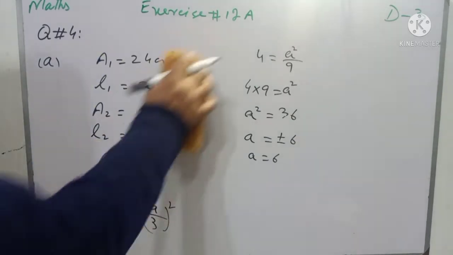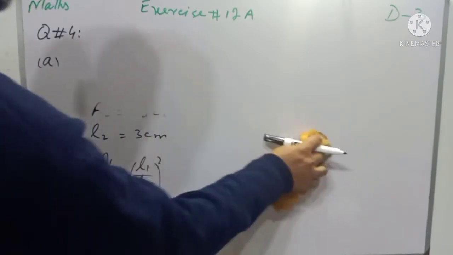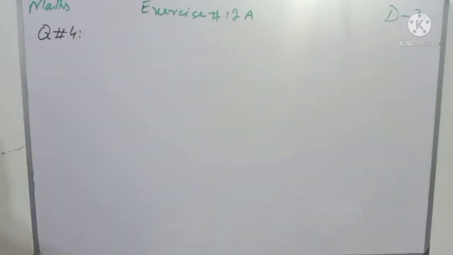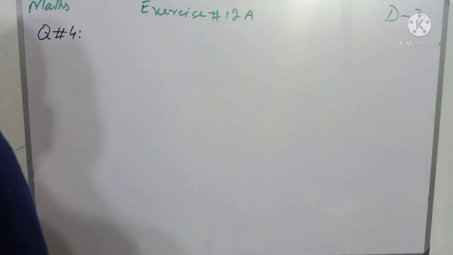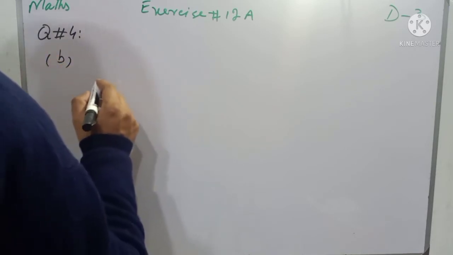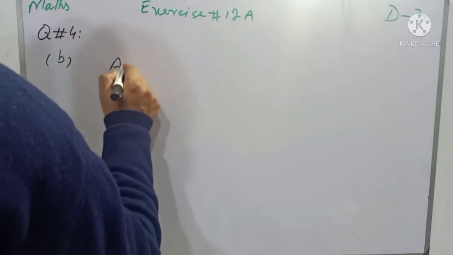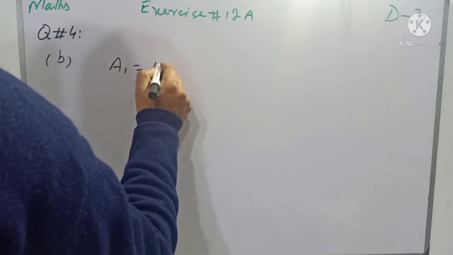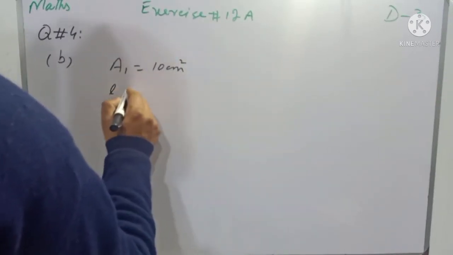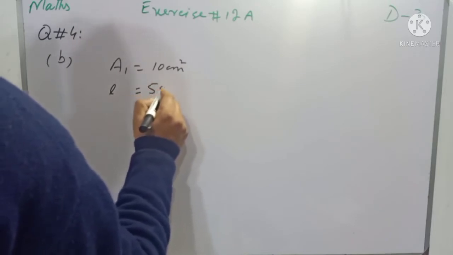Now I am going to solve the B part of the same question, and in B part there are again two similar triangles. A1, the area of the first triangle, is 10 centimeter square, whereas the length of this triangle is 5 centimeter.